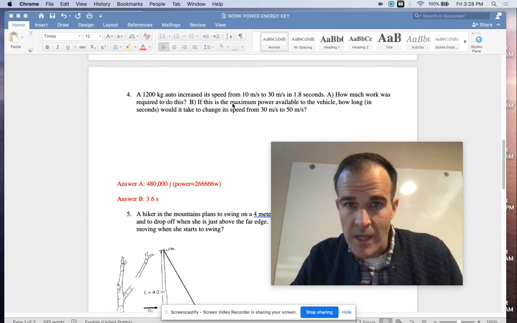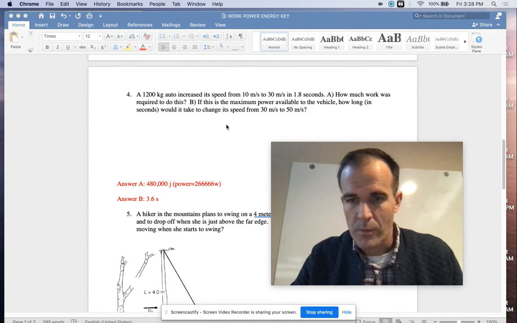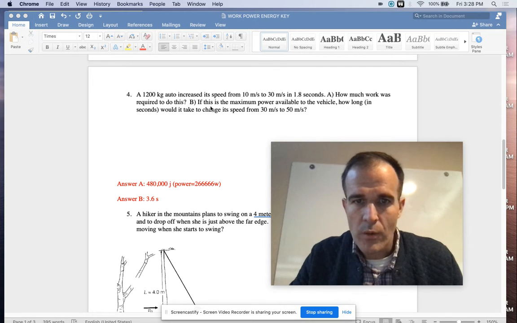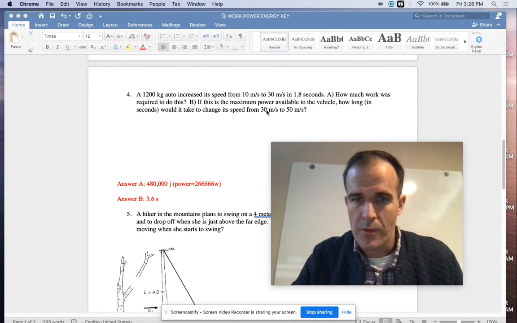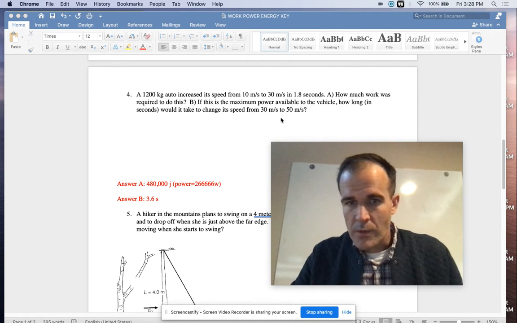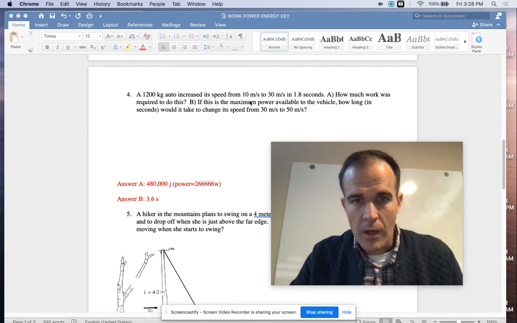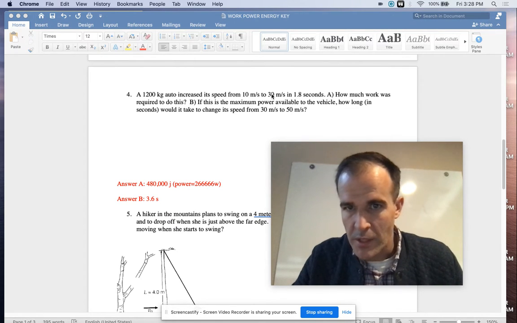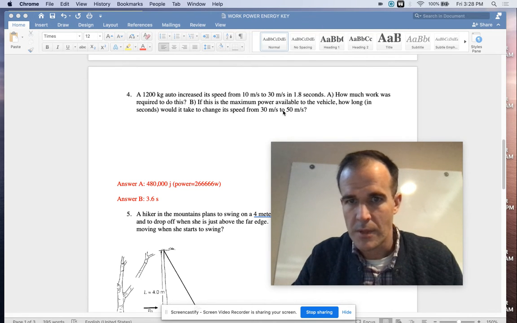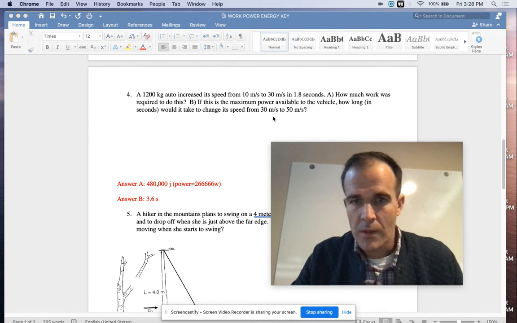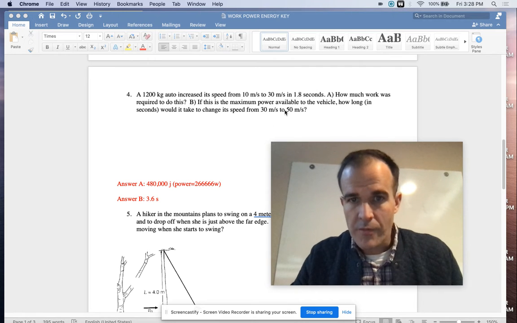If that is the maximum power, it says then, if the car could apply that amount of power, how long would it take to change speeds from 30 to 50? Now, what's interesting is these are both a change of 20 meters per second, but they're very different energy-wise, right? And work has to do with change in energy. So it's not like, oh, this is a 20 meter per second change, it's going to be another 1.8 seconds. No, it's going to take a different amount of time. It's going to take longer, actually. This is a different amount of energy.